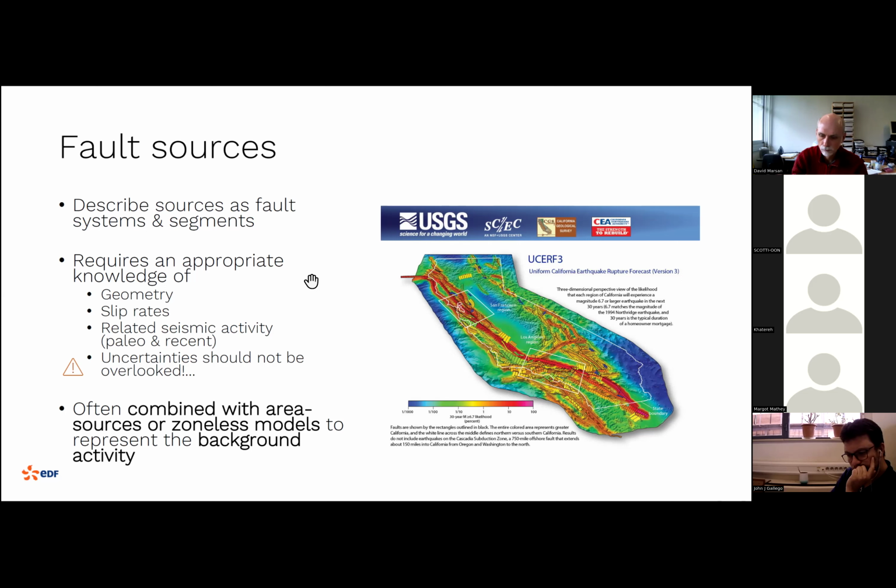appropriate knowledge of many things like the geometry and the slip rates. It also requires having an idea of the past, the paleo and the recent seismic activity, to be able to construct your sources completely. You should also be aware of the uncertainties related to these quantities. And this is not obvious because sometimes we have, for example, estimates of slip rates, but we often do not have uncertainties on slip rates.